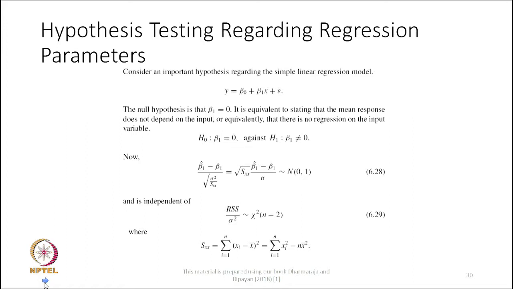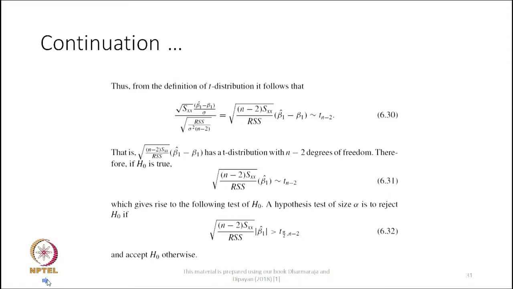And this test statistic is independent of residual sum of squares divided by sigma square, which is chi-square distribution with n minus 2 degrees of freedom. So, all these concepts we have already discussed. Now, we have a standard normal distributed random variable and we have a chi-square distributed random variable.